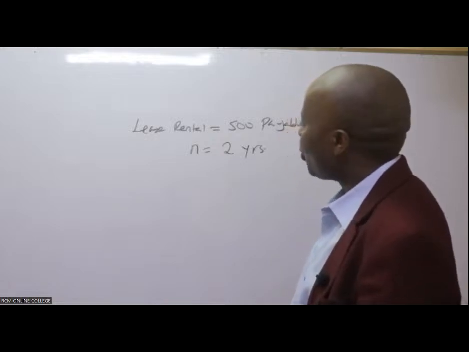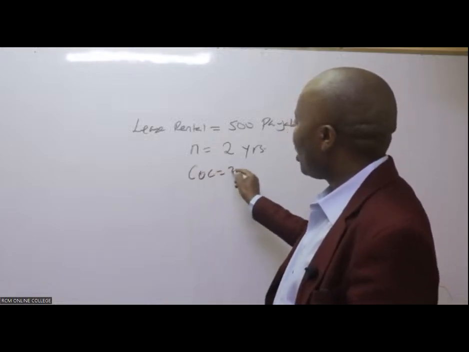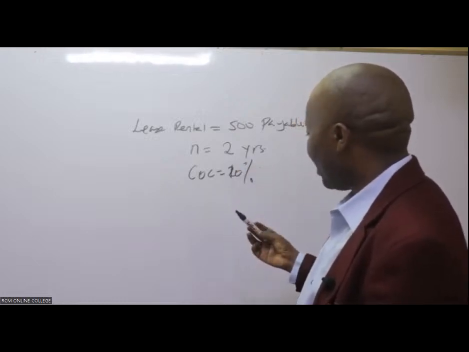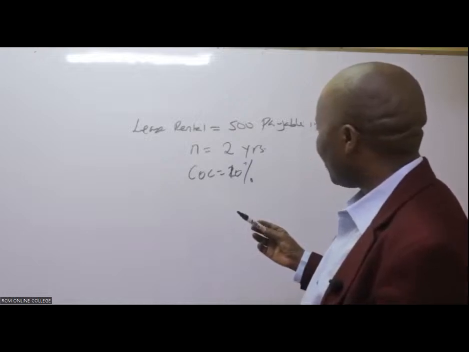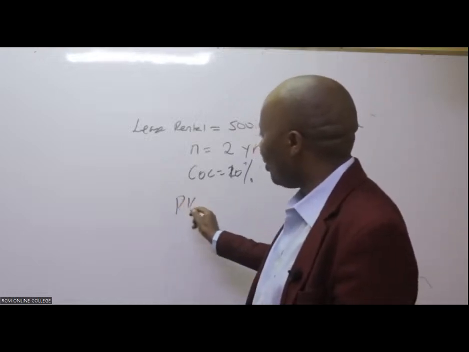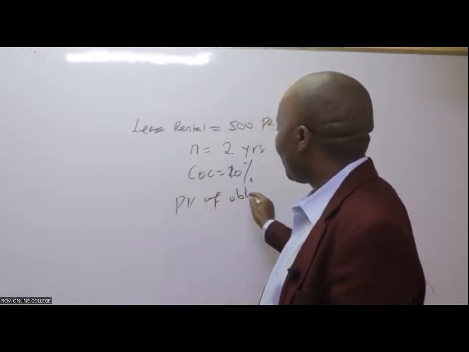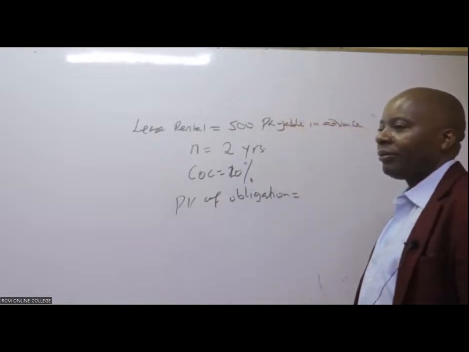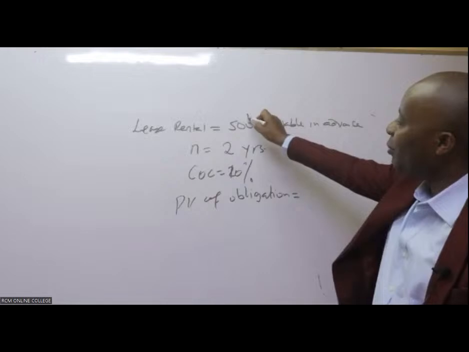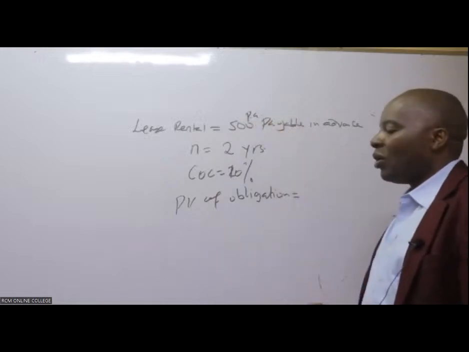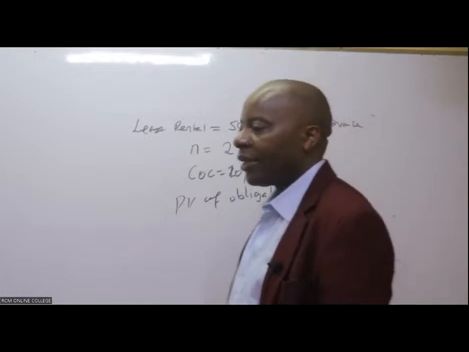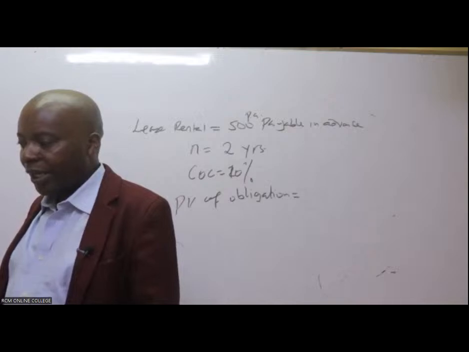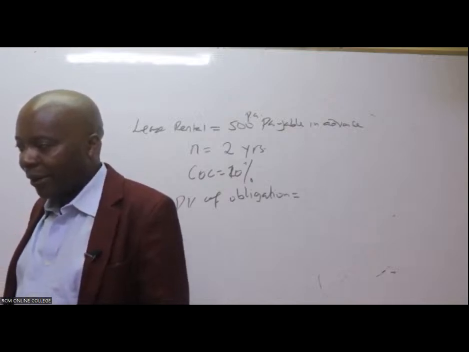Right. So if N is 2 years and the cost of capital is 10%, I would want, in this case, ladies and gentlemen, somebody to give me the present value of the obligation. Let's see, abracadabra. Remember, 500 is per annum, payable in advance.